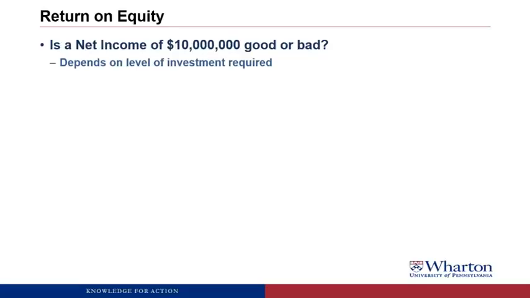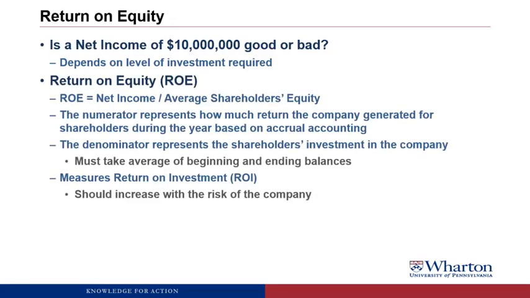Yeah, if you were running a lemonade stand and your only assets were a table, a pitcher, some glasses, and a bunch of lemonade, and maybe a cool Letterman's jacket, then 10 million in net income would be pretty awesome. But if you had billions and billions of dollars of assets, then 10 million is pretty meager. So what we need to do to assess whether 10 million of net income is good or bad is look at how much investment it was required to get that 10 million. So to assess whether net income is good or bad, it depends on the level of investment required to get that net income. And that's what return on equity is going to tell us.